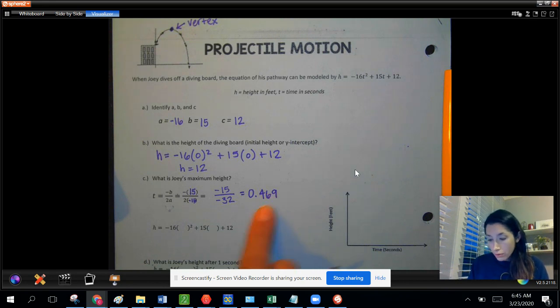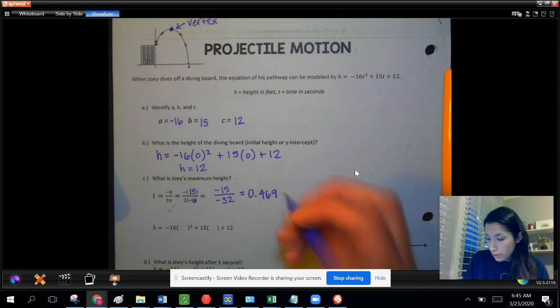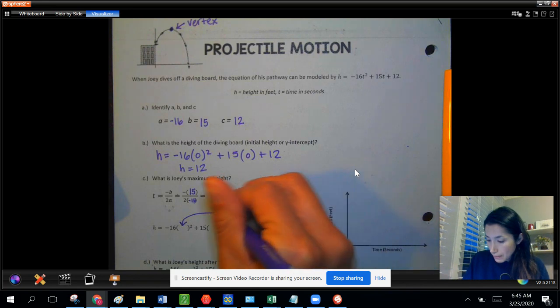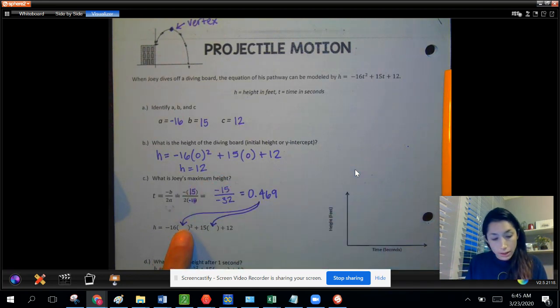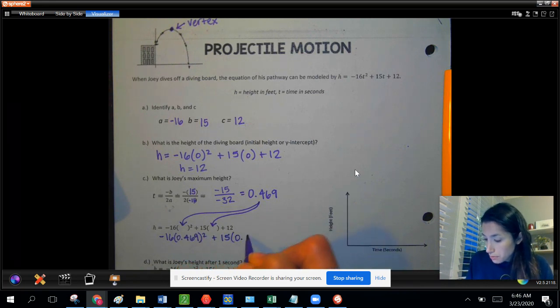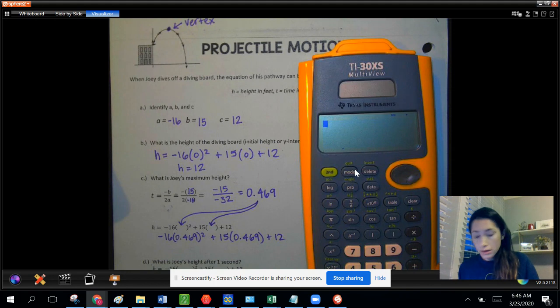So to figure out the other part of our coordinate, the vertex, we need to plug this value in here. Now in our calculator, I'll write it out first: negative 16 multiplied by 0.469 squared, plus 15 multiplied by that value as well, plus 12. On our calculator, let me go ahead and multiply everything out. Make sure when you're using your calculator, you have parentheses set up as well.